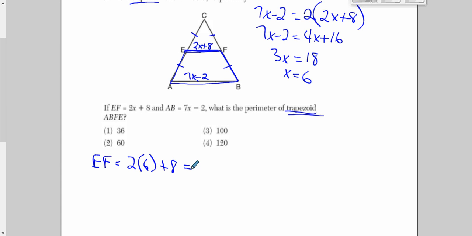What does the F equal? 20. So this equals 20. What does this one equal? 40. They can plug it in, but we know it's twice, right? So that's 40. So we know that AB equals 40. Well, to get that perimeter, all we need is the length of those sides. It's an equilateral triangle. If this side is 40, what's the measure of this side?